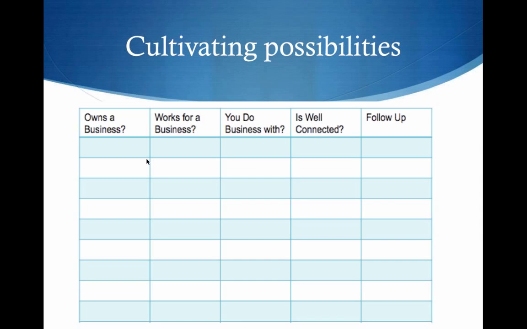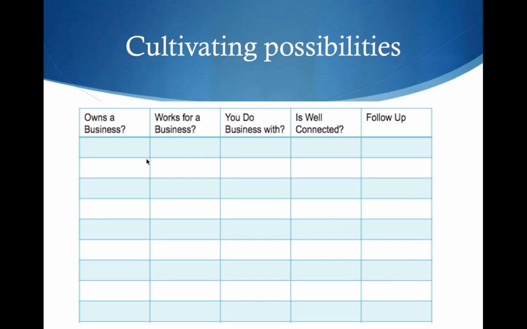Who do you actually do business with? What restaurants do you frequent? Do you have an attorney? Do you have an accountant? Do you have a landscaper? Those kinds of things. Where do you buy your products and services from? Who do you know who's well connected? And then, of course, the follow up column, right? This is where we start.